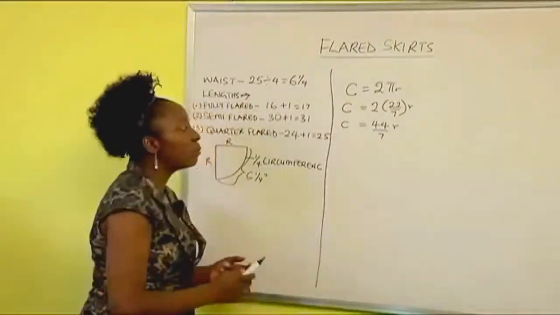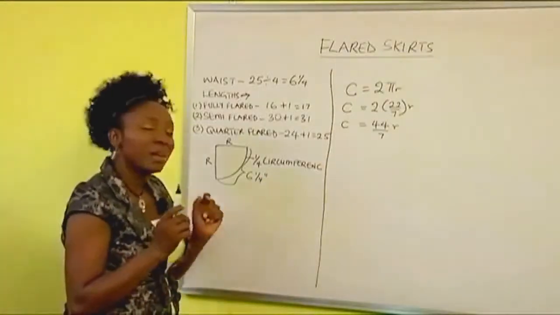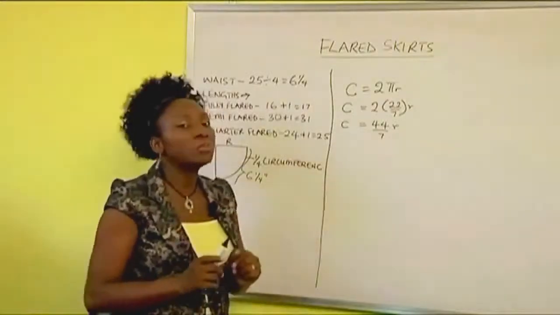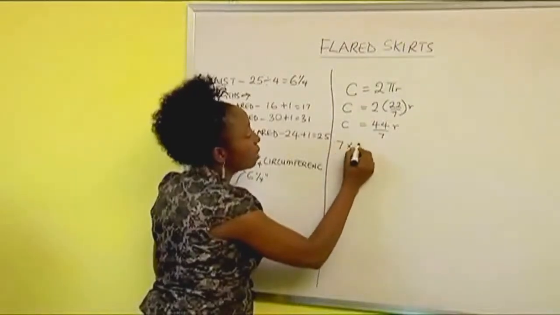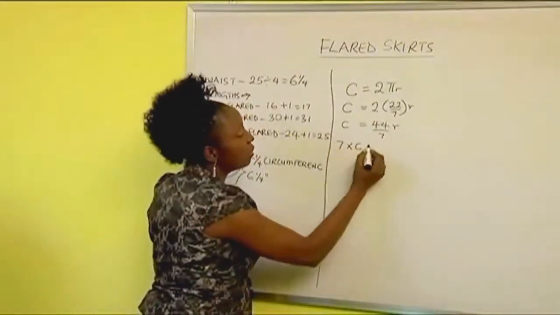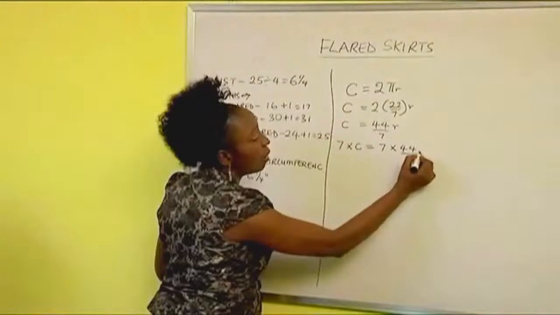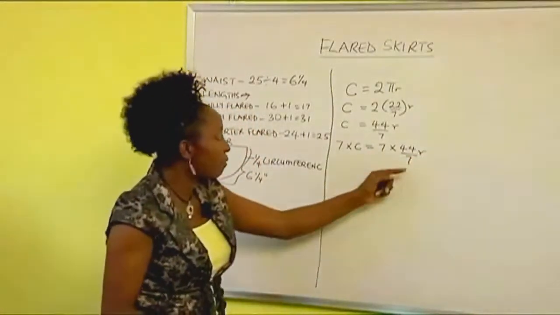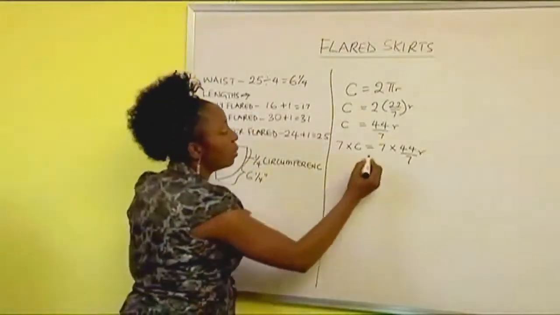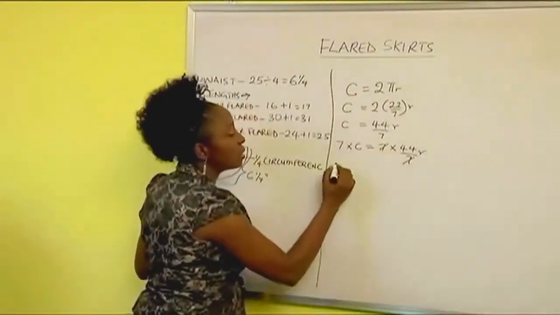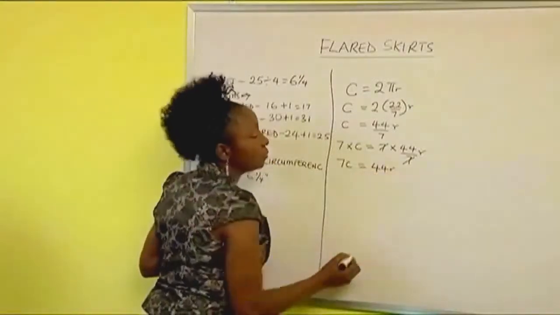Now, after I've done this, I'm going to multiply both sides by 7, because I'm trying to see how I'm going to make r the subject of the formula. So I'll just take my 7, I multiply C with 7, and that will give me 7 times 44/7 r. In mathematics, once you have this, you know 7 will cross 7 out, so you cross those out. So when you cross that out, what you're left with is 7C equals 44r.